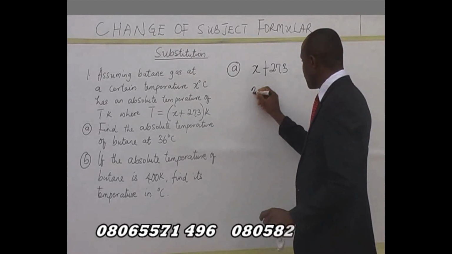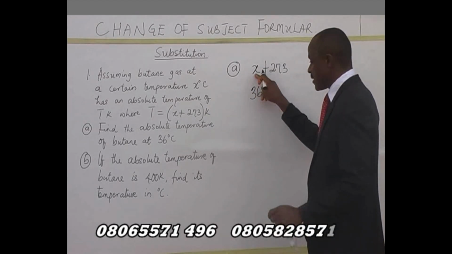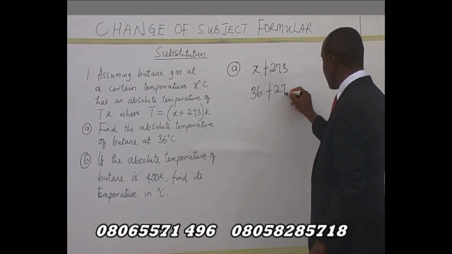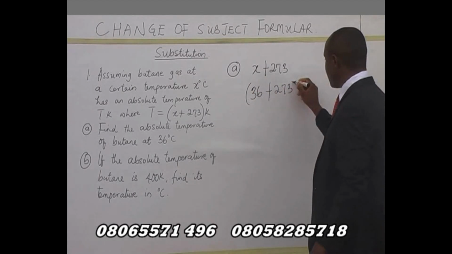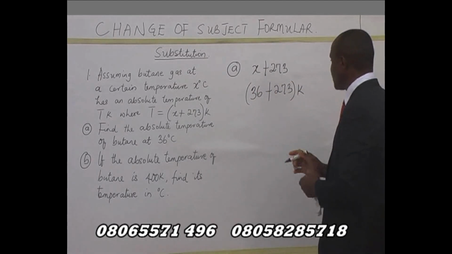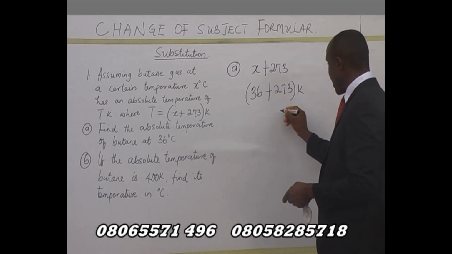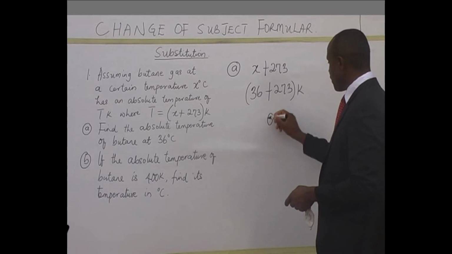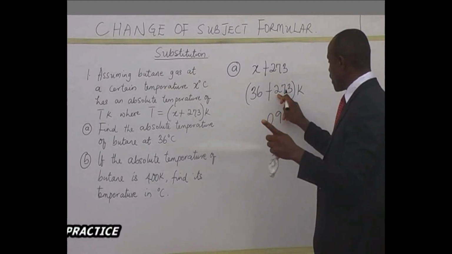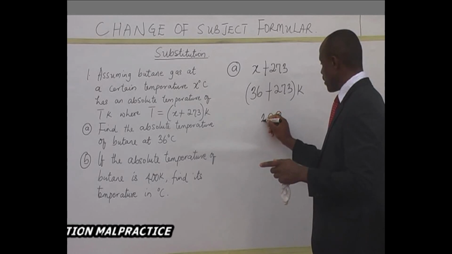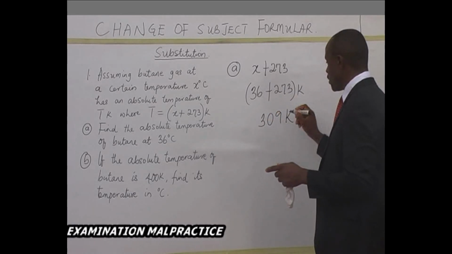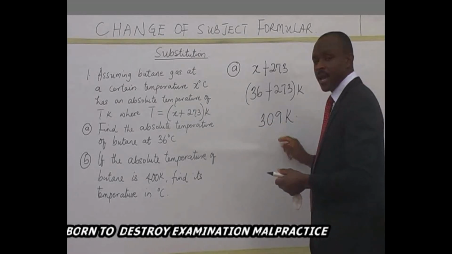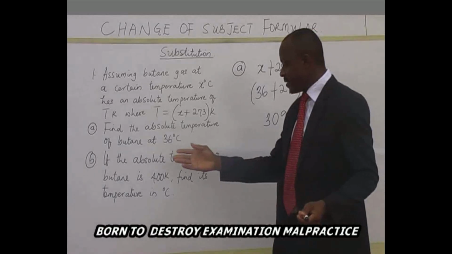So we're going to have 36, I'm substituting X with 36, plus 273. Whatever I have now will be in Kelvin. 6 plus 3 will give you 9. 7 plus 3 will give you 10. Write 0, raise 1. 1 plus 2 will give you 3. That means the answer to question number A is 309 Kelvin.